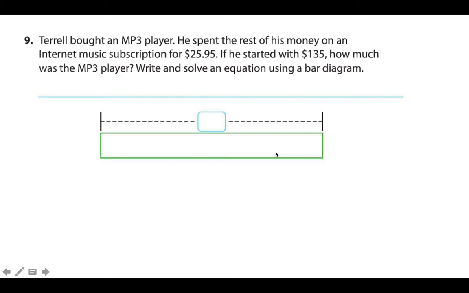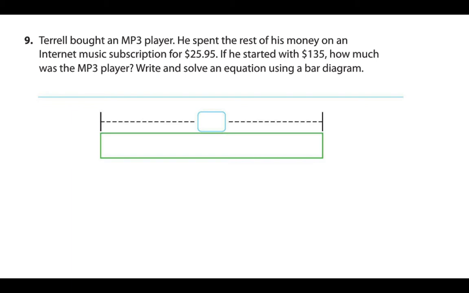Last one we're going to try together, and then you'll do some practice by yourself. So this one says, Terrell bought an MP3 player. Remember, that's like an iPod or something along those lines. He spent the rest of his money on an internet music subscription. So that's like iTunes. So he bought an iPod, and then he had to buy iTunes. And he bought iTunes for $25.95. He started with $135. How much was the MP3 player?